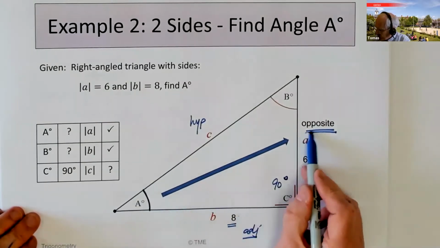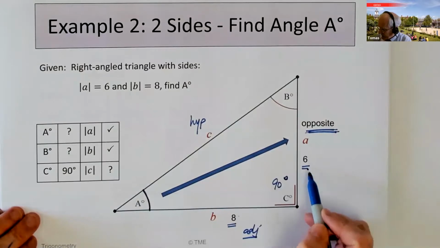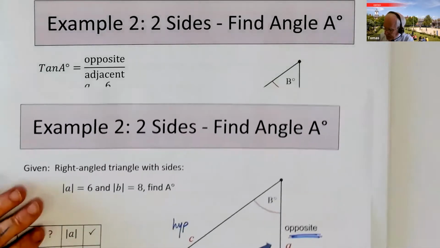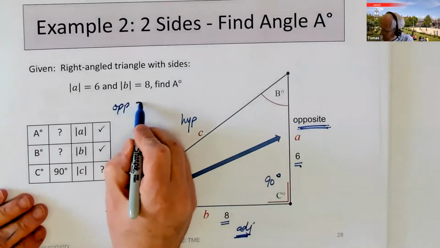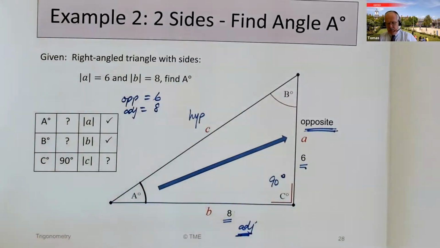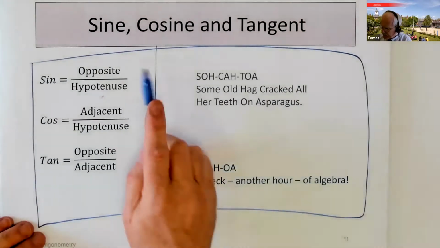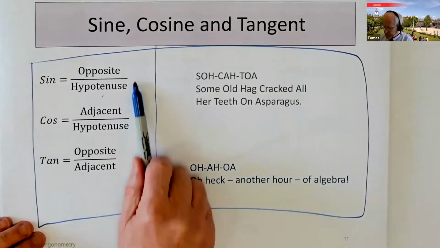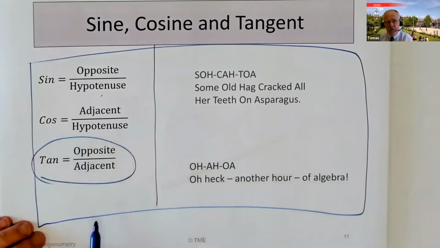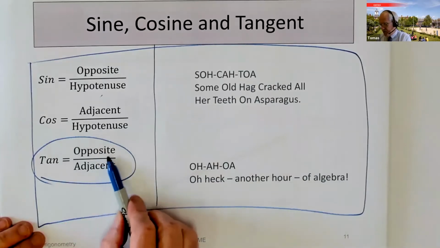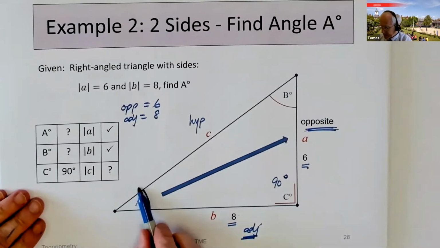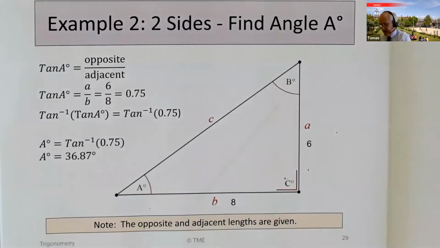Well, it looks like I know the value of opposite here is 6. And I know the value of adjacent is 8. So I know that the opposite is 6 and adjacent is 8. Are they linked anywhere here now? Is there any one that has opposite and adjacent? And it looks like here tan is opposite over adjacent, and you say that's great, okay. So the tan of this angle is this over this. We'll see if that helps.